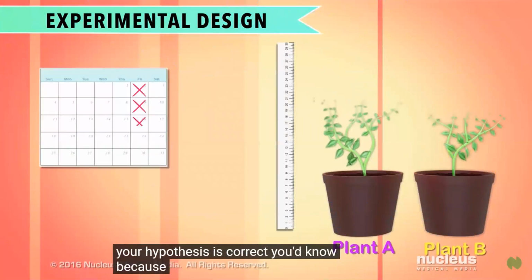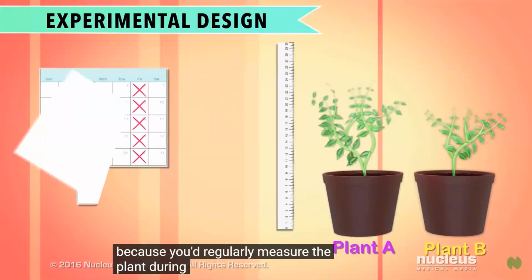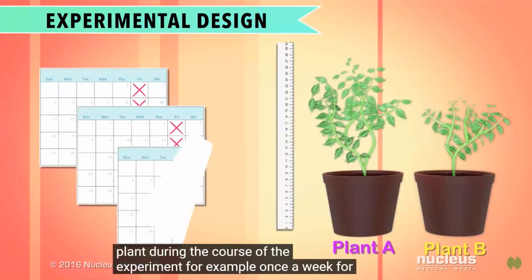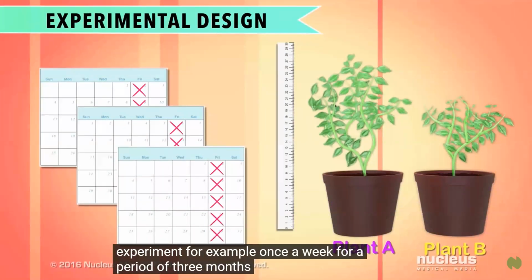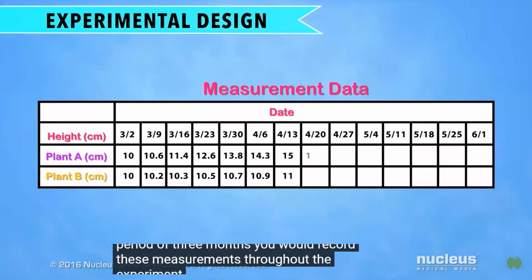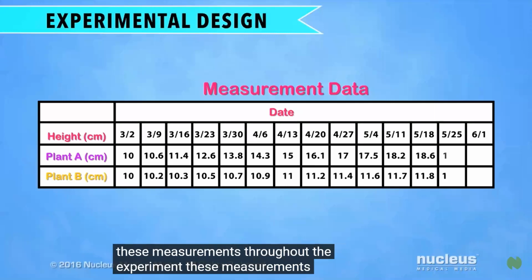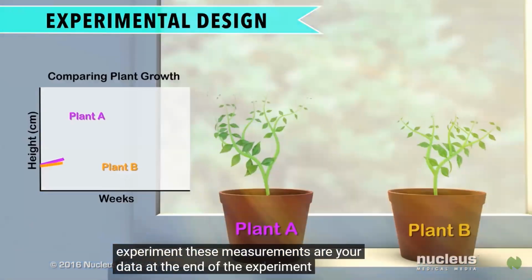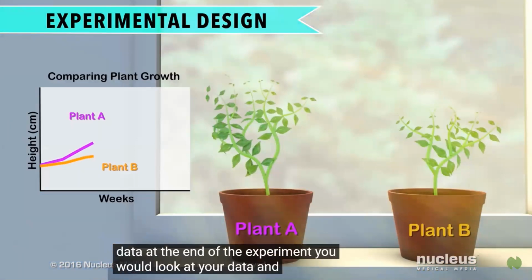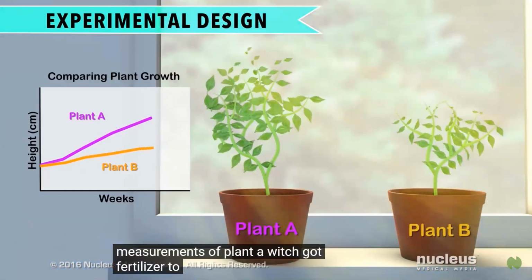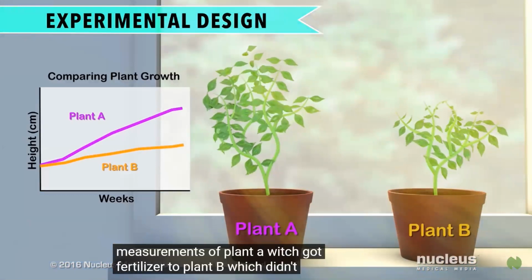You'd know because you'd regularly measure the plants during the course of the experiment. For example, once a week for a period of 3 months. You would record these measurements throughout the experiment. These measurements are your data. At the end of the experiment, you would look at your data and compare the measurements of plant A, which got fertilizer, to plant B, which didn't get fertilizer.